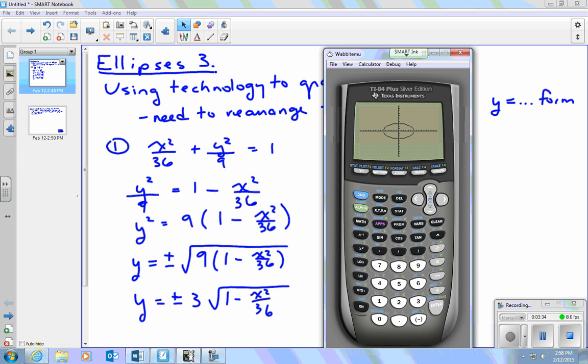So we rearrange it into y equals form, recognizing when we take the square root we have a positive root and a negative root, and entering that in 2 different stages, and press zoom square, because what that does is it gives the same length for each x unit as it does for each y unit.